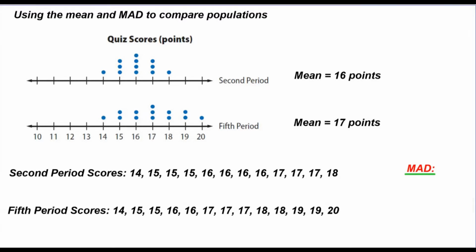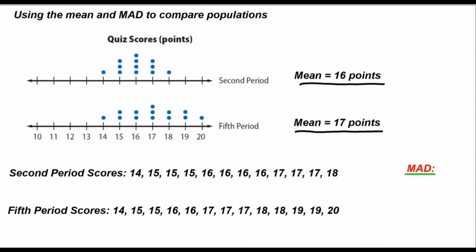So we can find the mean or the average because we have all the data points here. And I already did that. So for the second period class, the mean or the average was 16 points on the quiz. And for fifth period, the mean was 17 points. So those are our measures of center for these two populations. And now I want to find the measure of variability.